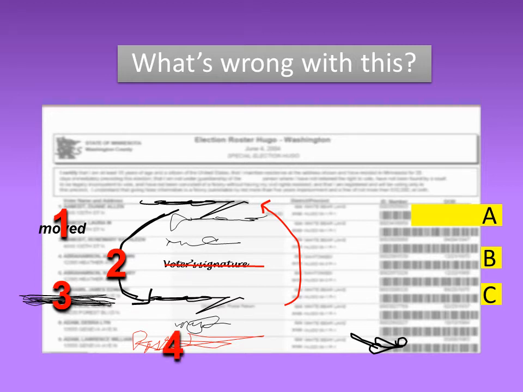Number 4, have a black pen available for voters to use when signing the roster. Number 5, a voter's signature should not cover the barcode. And number 6, place alpha tabs along the bottom of the roster and not across the barcodes.